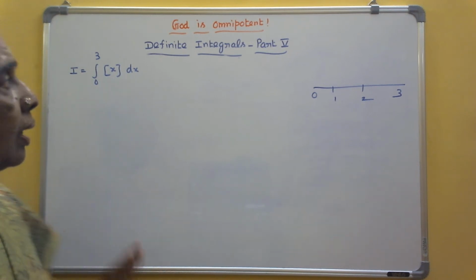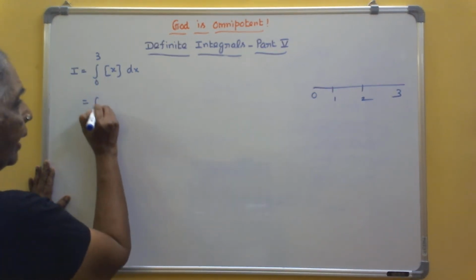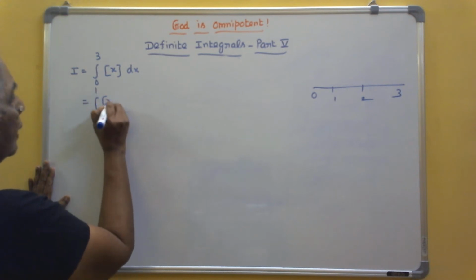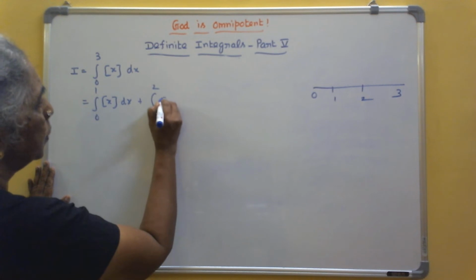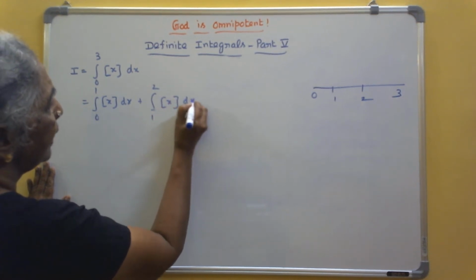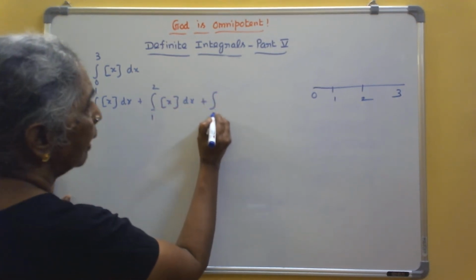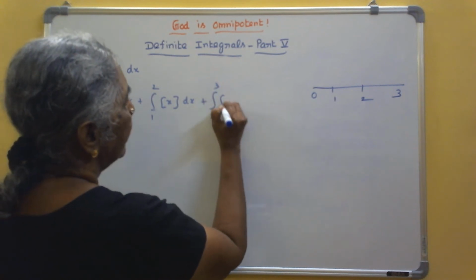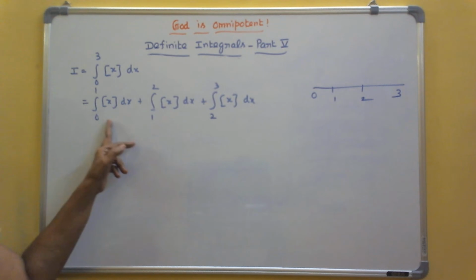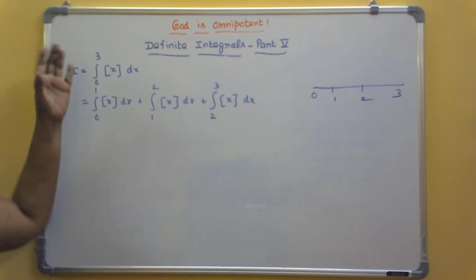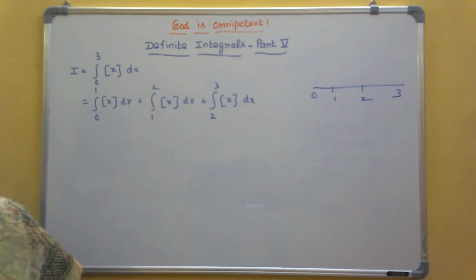Right? So, let me use this property and write it. Integral 0 to 1 greatest integer function dx plus integral 1 to 2 greatest integer function dx, then integral 2 to 3 greatest integer function x dx. So, I can split like this. It depends on the limits, how many intervals you get.